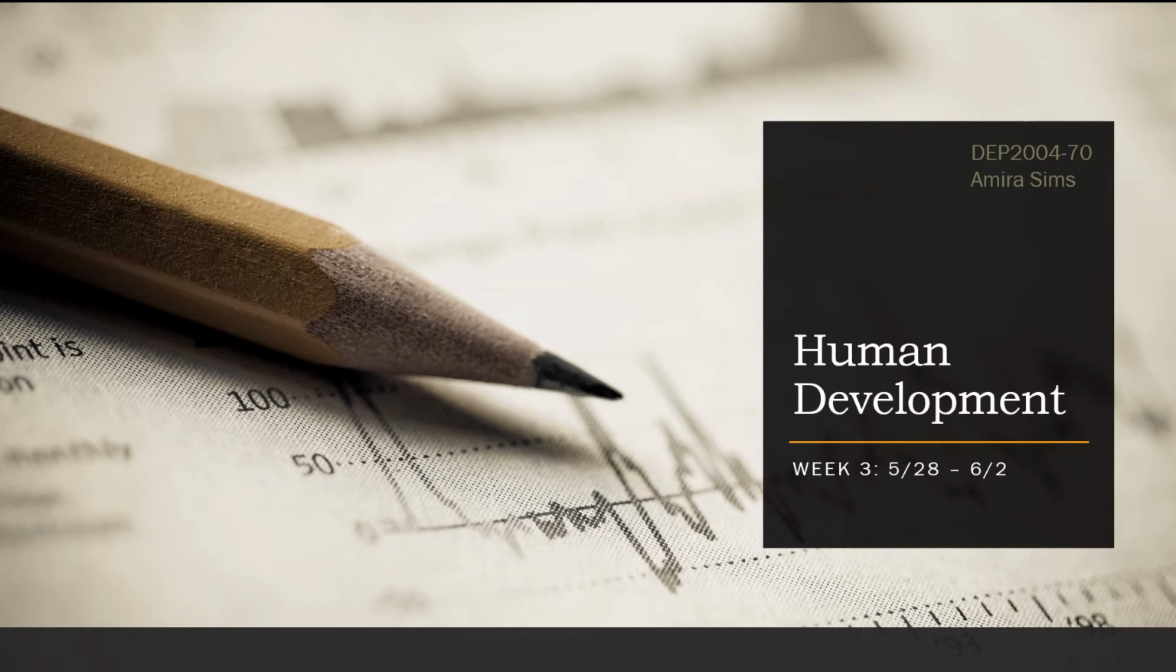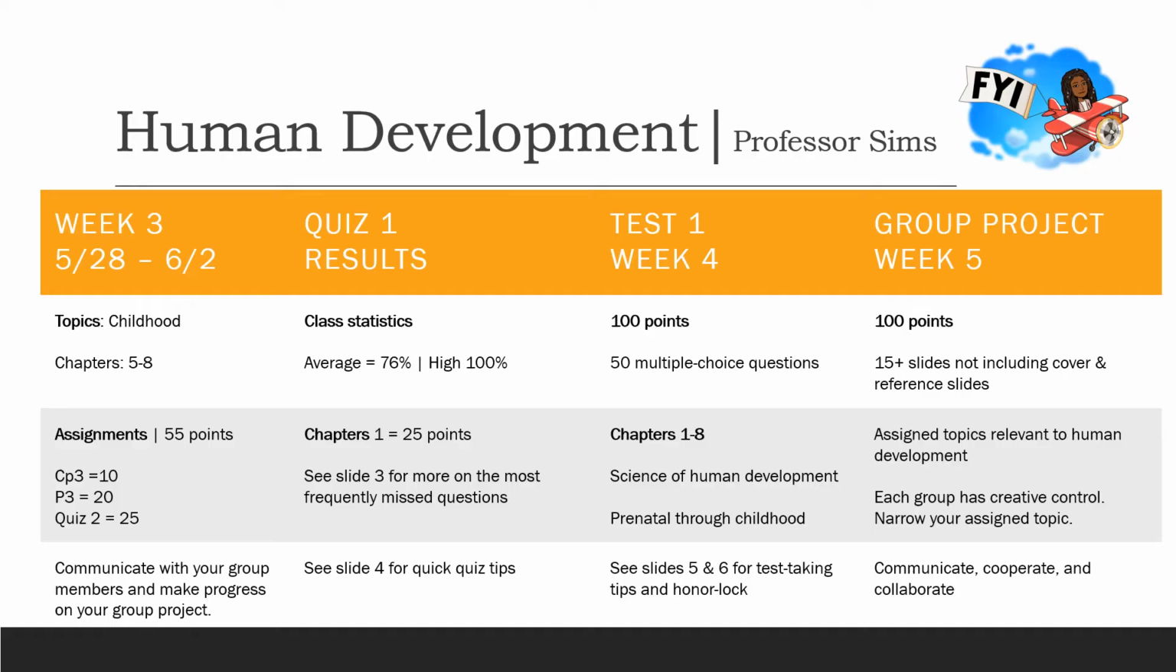Human Development, Week 3. Our topic for this week is childhood. So you'll read chapters 5 through 8 to learn about early childhood and middle childhood. I also encourage you to watch the videos and read the articles posted in the modules labeled Early Childhood and Middle Childhood. You can earn up to 55 points this week.